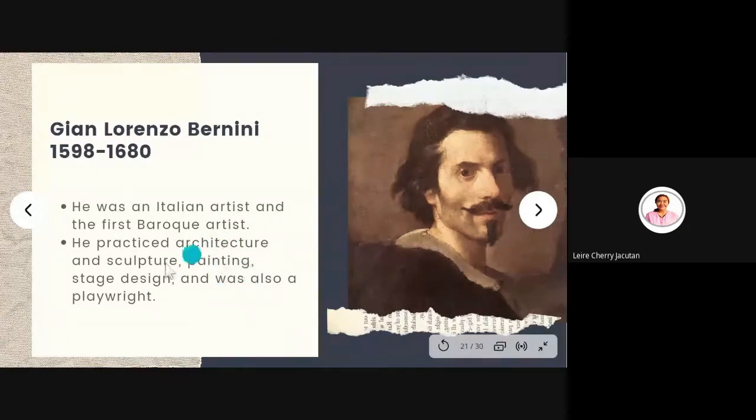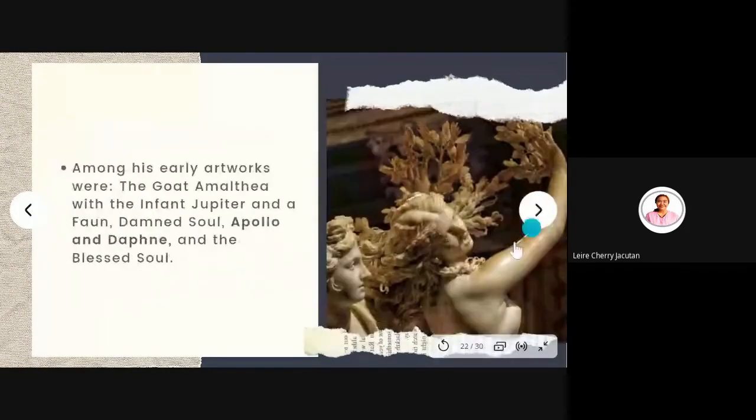Kaya yung kanyang mga stage design at saka yung mga sinusulat niya na stories are really supported by these visual arts such as yung mga design niya ng painting, sculpture dun sa mga sinagawa niyang design dun sa kanyang theater. And then among his early artworks were the goat, Amalthea with the infant Jupiter and Fawn, and then Damsel, Apollo and Daphne and the Blessed Soul.